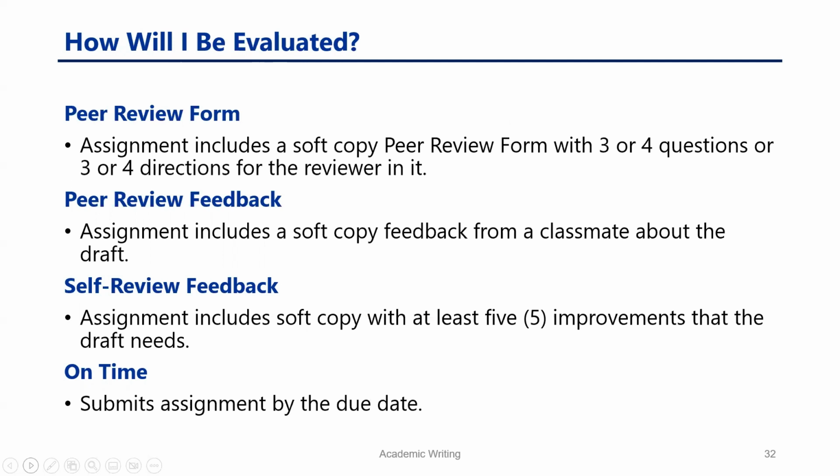How will we evaluate all this activity? First, the assignment should have a soft copy of the peer review form with the 3 or 4 questions or 3 or 4 directions for the reviewer in it. It should also include the soft copy feedback that you got from a classmate about the draft. And it should include the soft copy that you wrote to yourself with at least 5 improvements that the draft needs. And as always, your assignment needs to be submitted on time.